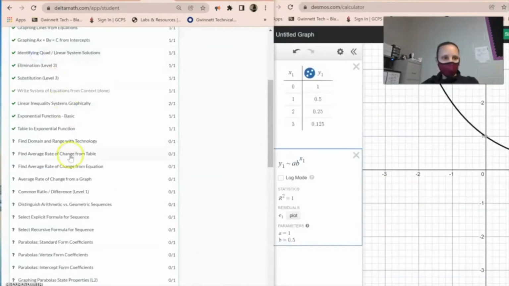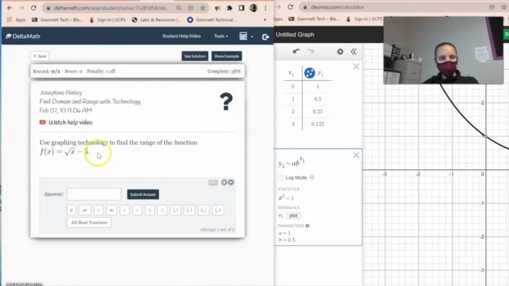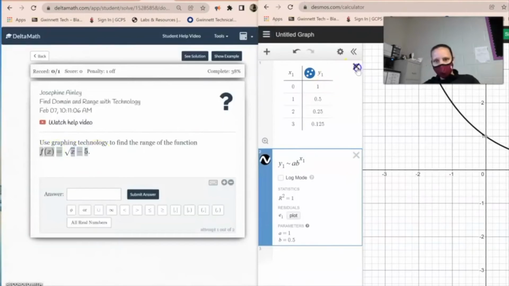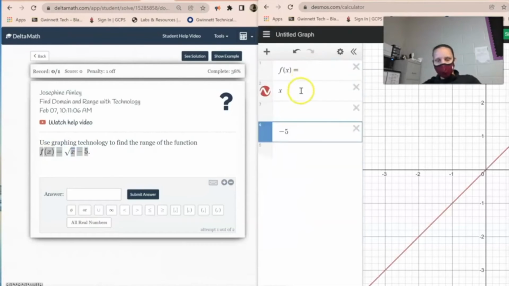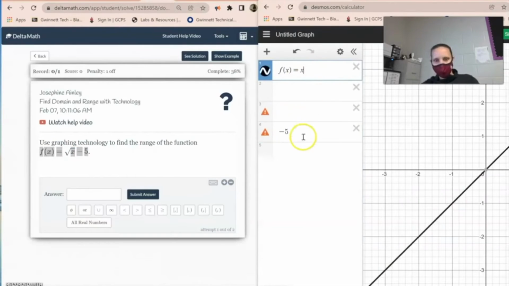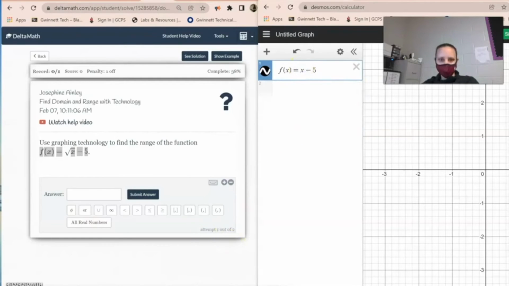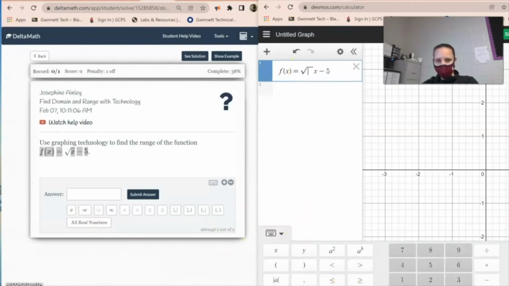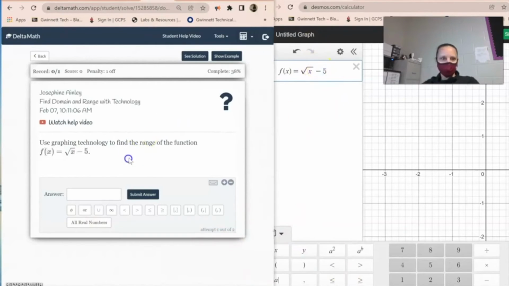So, all right, find domain and range with technology. So let's go ahead and Control C, and then Control V, and then kind of change it up. Control X will cut, Control V will paste. But that doesn't look the same. I need to put a square root, so I'm going to go here, put the square root, and inside that needs to be the X. So just make sure that you've copied down exactly what it looks like.